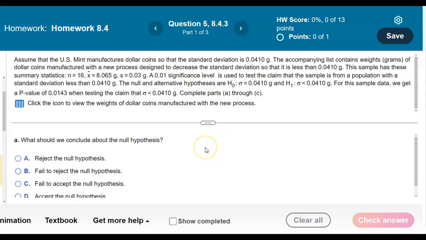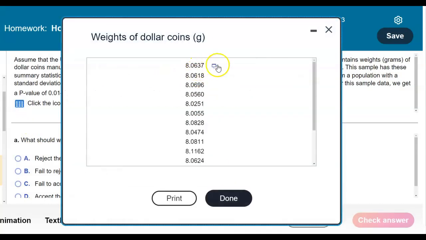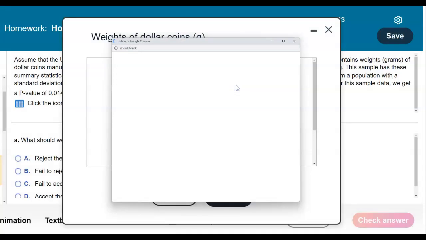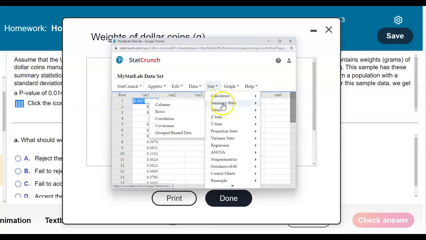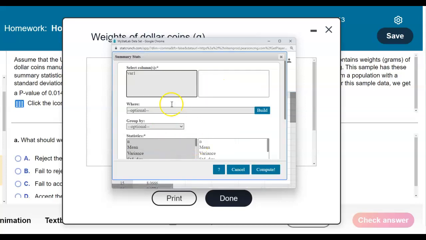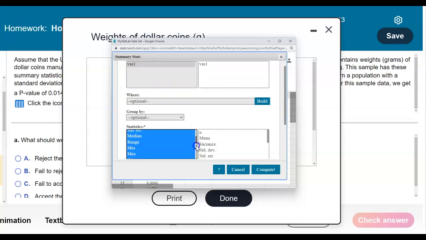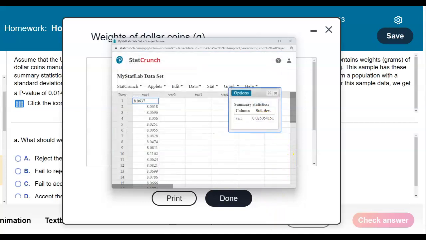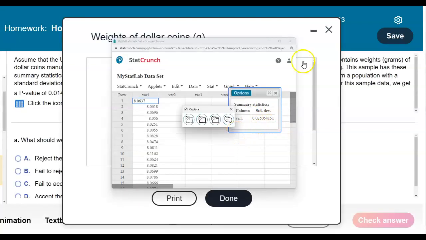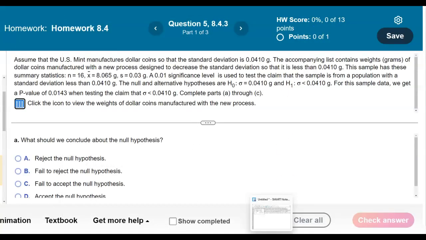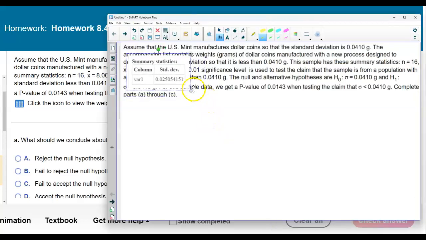So it's important to go through the entire process just so that we can check our numbers here. But before we do that, let's take the data. So here's our data, and we're going to open this up in StatCrunch. Then we're going to go to Summary Stats, go to Columns, select the column, and find the sample standard deviation. So let's go ahead and do that, and there is our sample standard deviation. I'm going to copy this into our notebook. Okay, so here's our sample standard deviation.